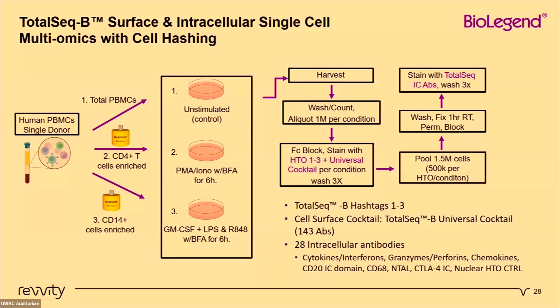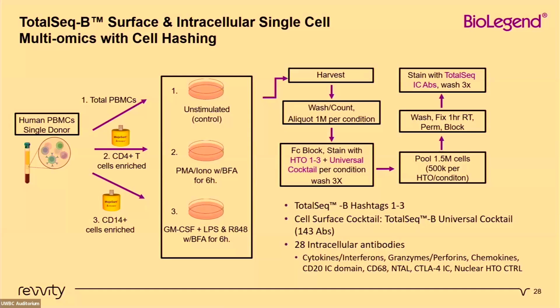Washed, fixed, did the perm block, and then stained with our TotalSeq intracellular antibodies, because the intracellular antibodies could be applied to the whole mix of them. I mean, technically, we could have used one cocktail for all of them if we had hashed them and washed prior, but this was the other method that we talked about here.